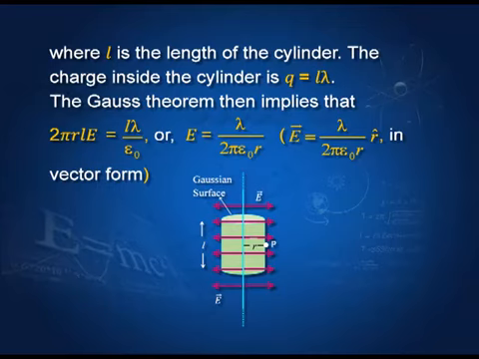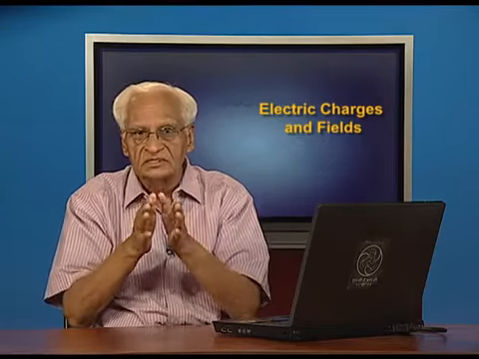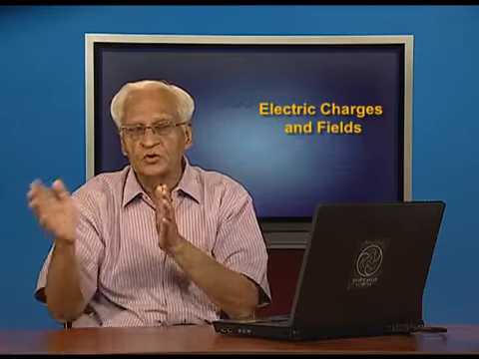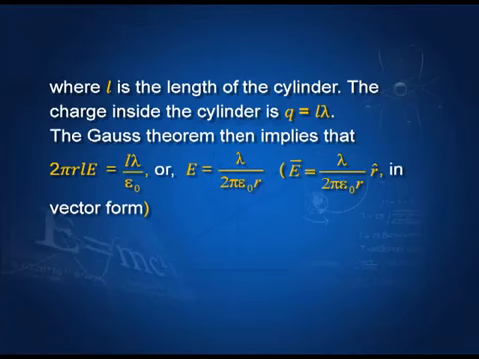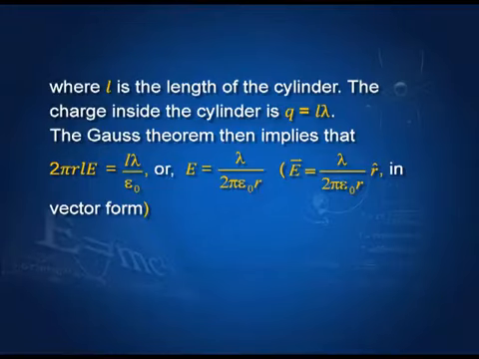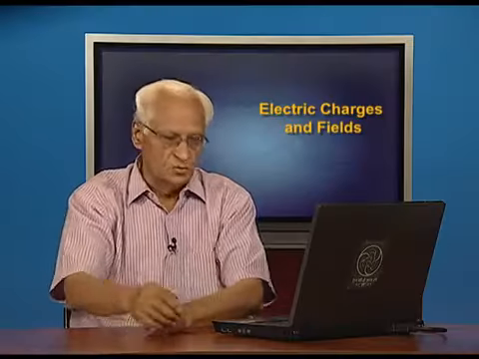That means, the field varies as 1 by r from the line charge. We are accustomed to field varying as 1 by r squared, but now because of this symmetry, this line charge, field is always normal to the line, and if we apply Gauss theorem, then we find that the electric field is lambda by 2 pi epsilon 0 r, where r is the distance from the line, and what is important is that the field varies as 1 by r and not 1 by r squared.